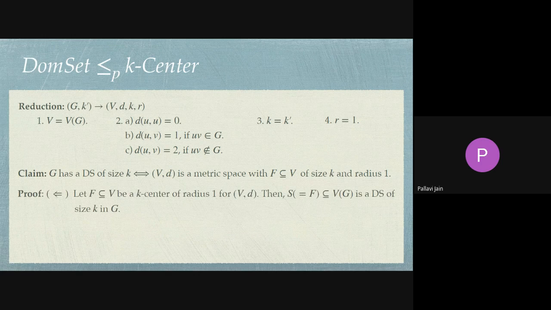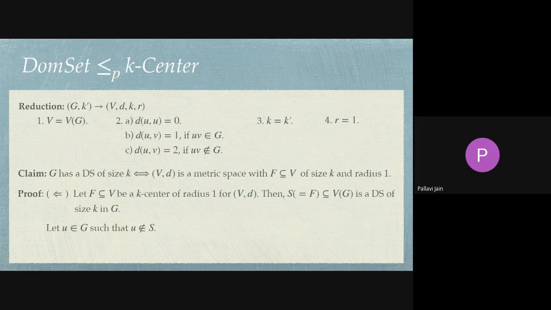Let's look at the backward direction. So this time we are taking F to be a K center of radius 1, okay, for metric space V, d. And we are claiming that S, which is equal to F in G, is a dominating set of size K in G. Okay. So how can we prove that S is indeed a dominating set in G?